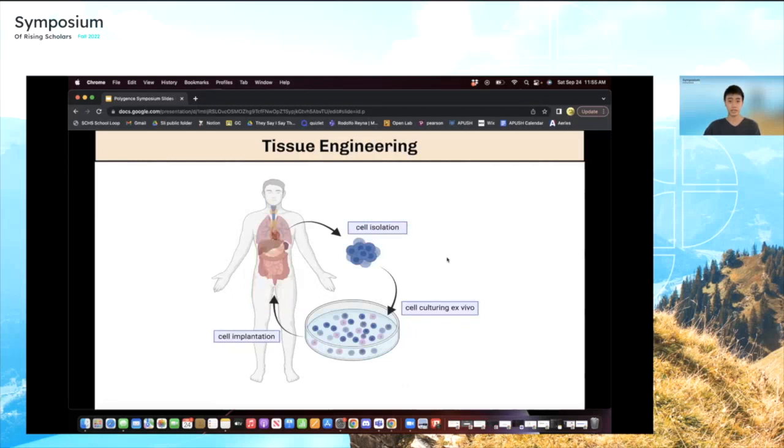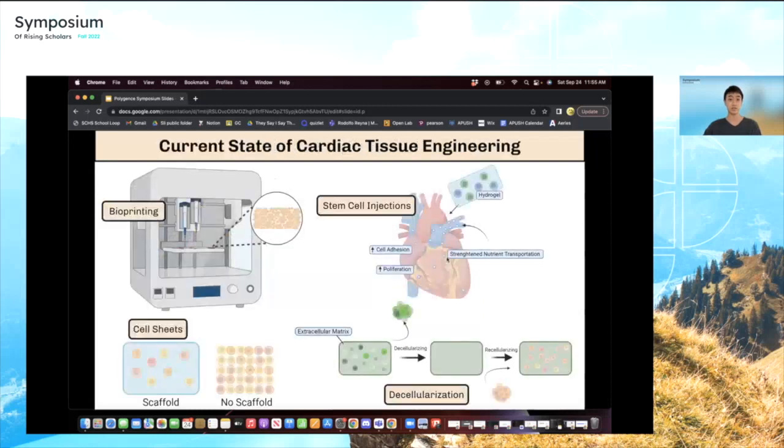It involves isolating healthy cells from the body and culturing them outside, and afterwards implementing them back into the body, which will help for cell function for desirable cells. The current state of tissue engineering involves bioprinting, stem cell injections, cell sheets, and decellularization.